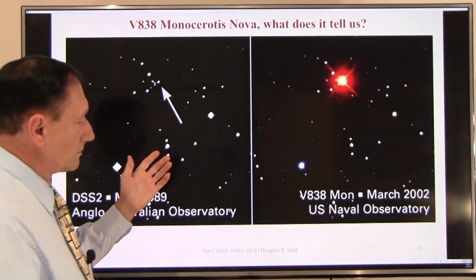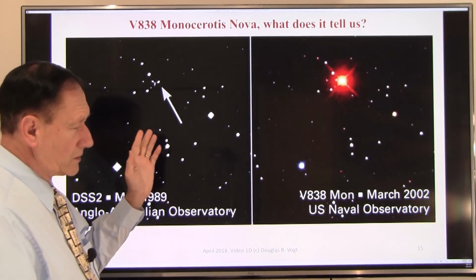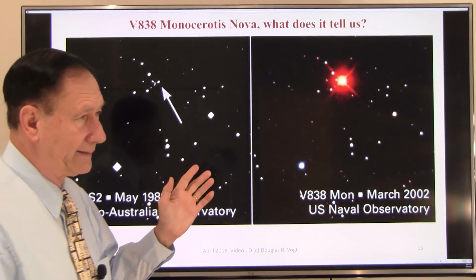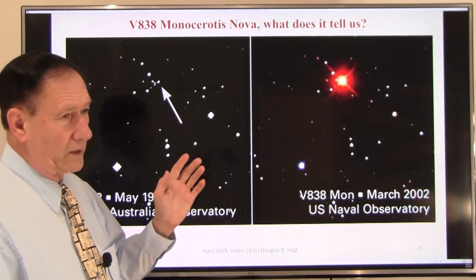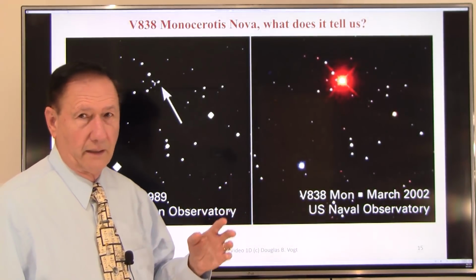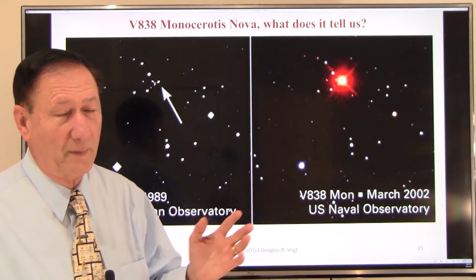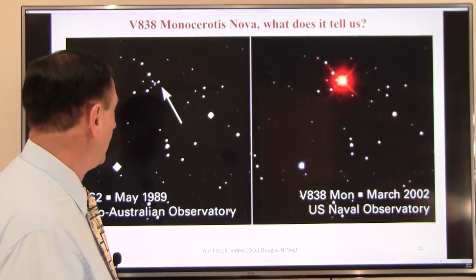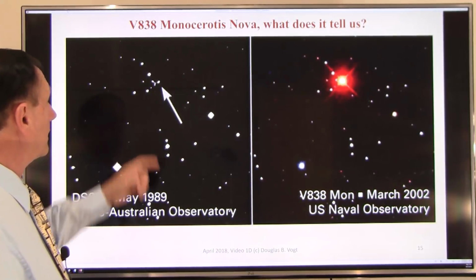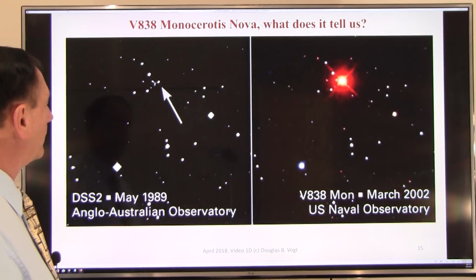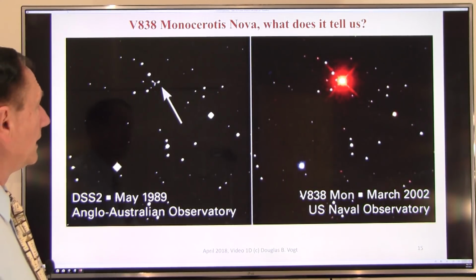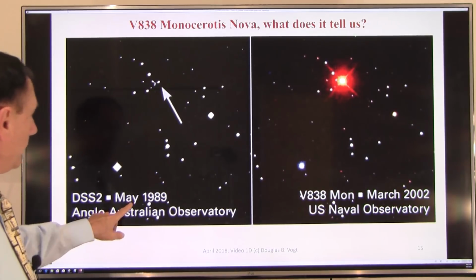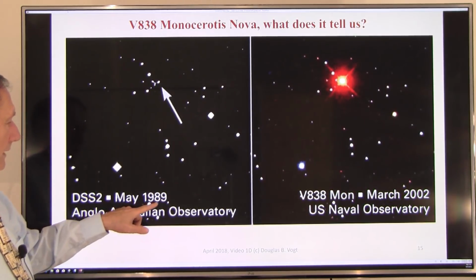Now, this is one of the things that destroys this idea that when a star novas, it destroys itself, you never see it again, or becomes a black hole, or a neutron star, or fill in the blanks. V838 Monocerotis, I hope I said that right. It novaed, this is in a normal condition, May of 1989.